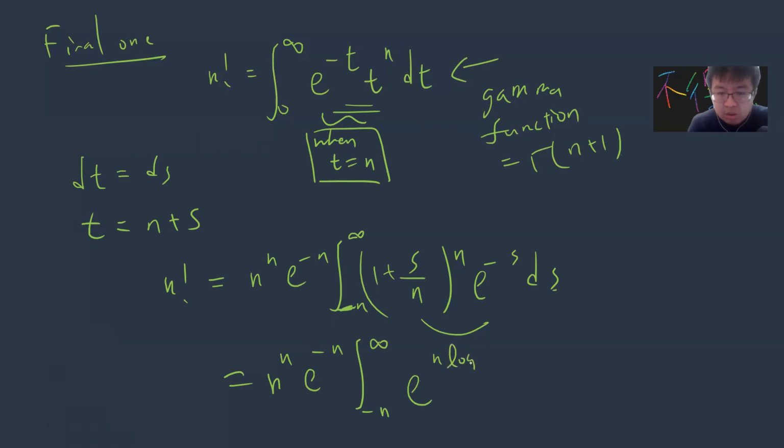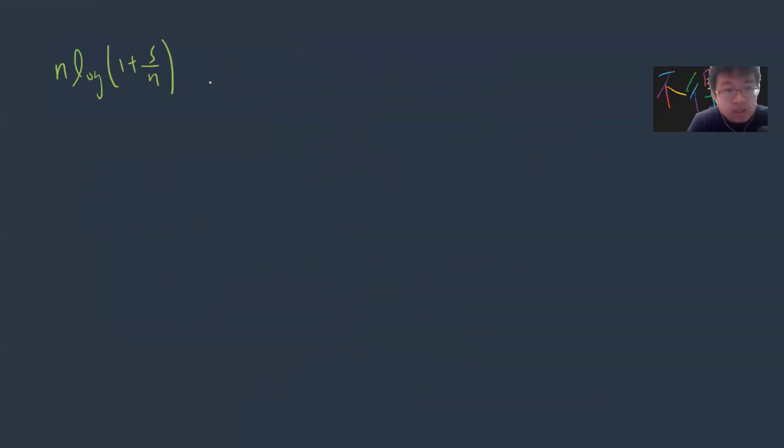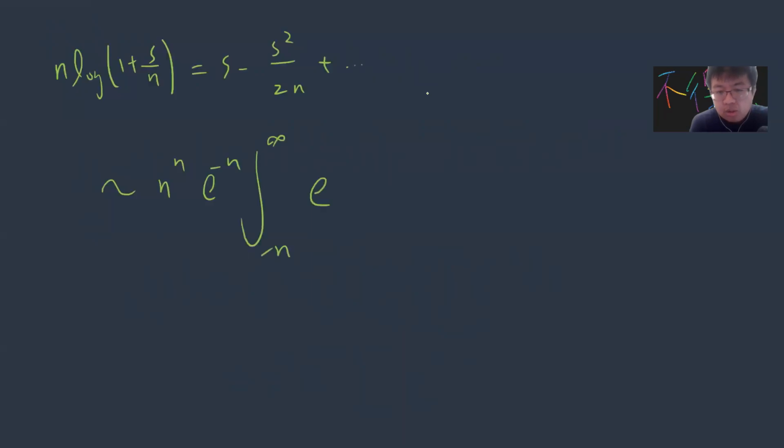Right, so it's log(1 + s/n) minus s, ds. And then we need to do a Taylor expansion around s equals 0, right? So let's do this. This is just s minus s squared divided by 2n. Okay, so heuristically, you can easily write this as an integral from negative infinity to infinity of negative n, and exponential. Right, you just do this, it'll become this.